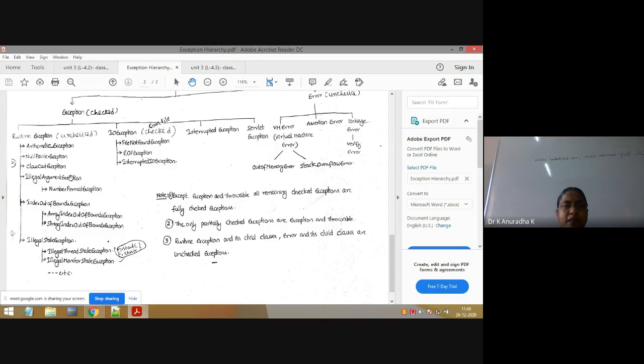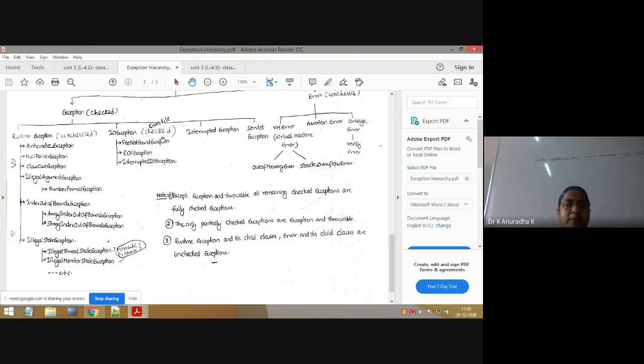If you remember only this part, it is enough to say whether the given exception is checked exception or unchecked exception. So try to focus on only this part. You need not remember this part, because we can have any more number of checked exceptions. We can't remember all the checked exceptions now. That's why first you remember the unchecked exceptions.